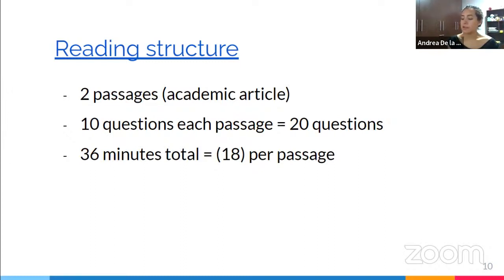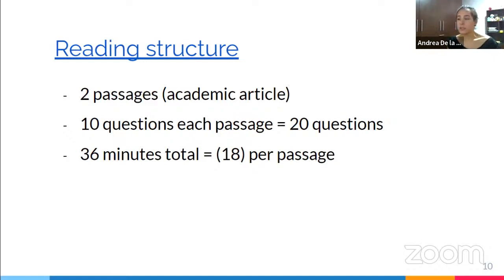One very interesting thing is that you won't have separate timers per passage. That means that you will have just one timer for the entire reading section, and it's completely up to you how you organize your time. You get 36 minutes for the 2 passages, for the 20 questions, which technically would mean that you have 18 minutes per text, 18 minutes per set, for 10 questions. But it's up to you whether you want to follow that structure or if you want to ignore it and then run out of time.